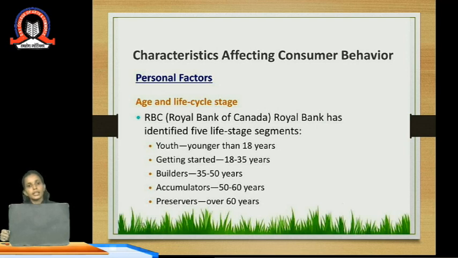Then they are getting started, the group of 18 to 35 years. After that, builders, that is 35 to 50 years. After that, accumulators, age 50 to 60 years. And the next is the preservers, that is over 60 years. So as per age, people like to buy products, and sometimes it affects the buying behavior of the consumer.